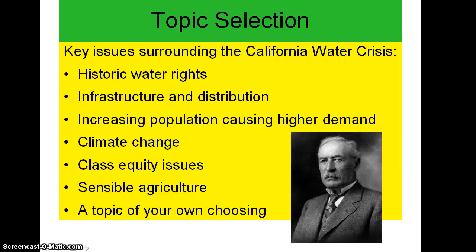There really are a whole host of topics to cover in this subject. Some key issues surrounding the California water crisis are as follows: historic water rights, infrastructure and distribution, increasing population causing higher demand, climate change, class equity issues, sensible agriculture, and really any topic of your own choosing. And any of these topics can be discussed in a documentary that you're going to make for this class.